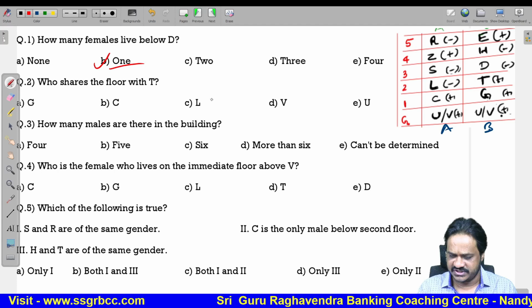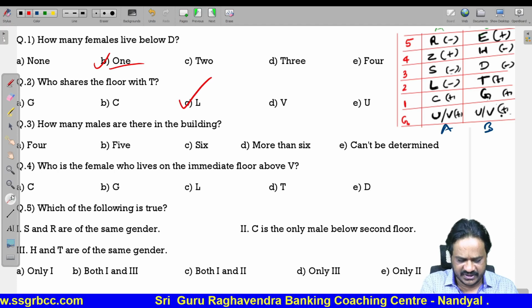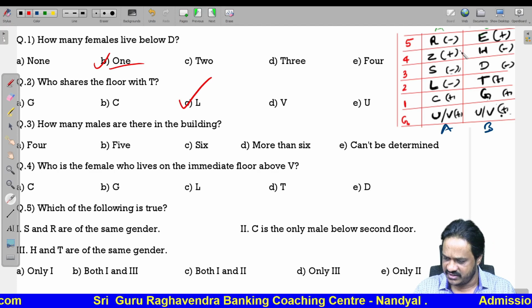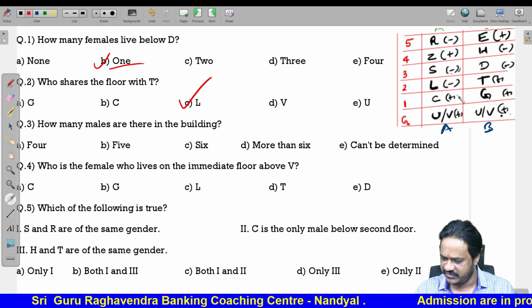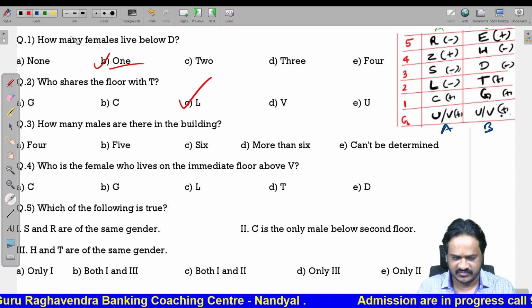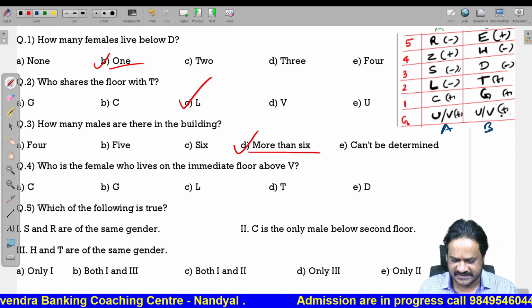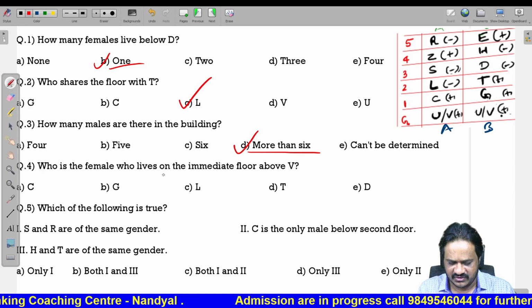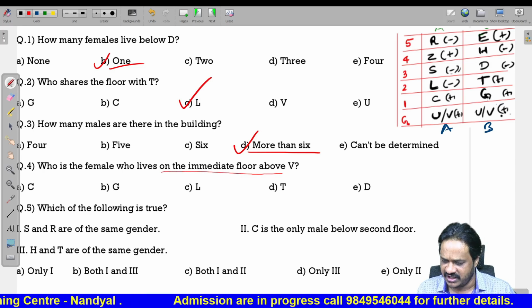Then, who shares the flat with T? With T, who is sharing? L. How many males are there in the building? See, 1, 2, 3, 4, 5, 6, 7. So, more than 6.